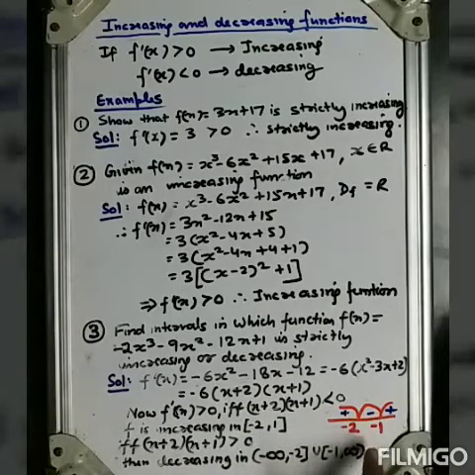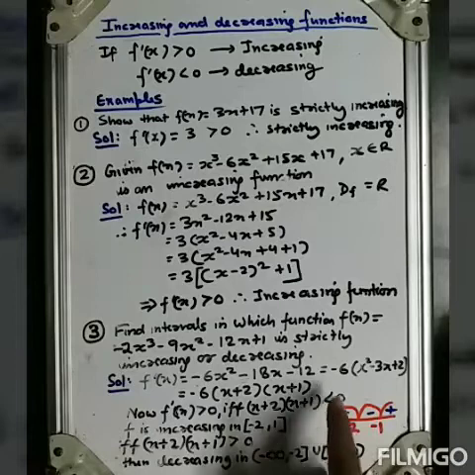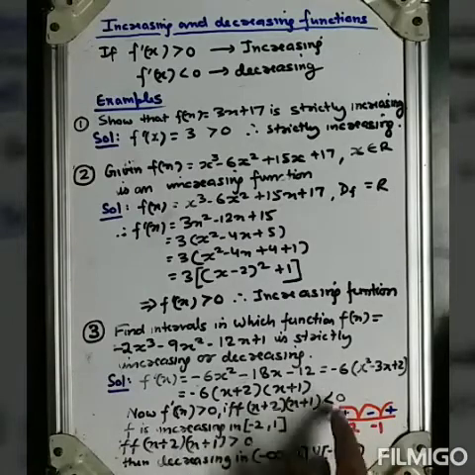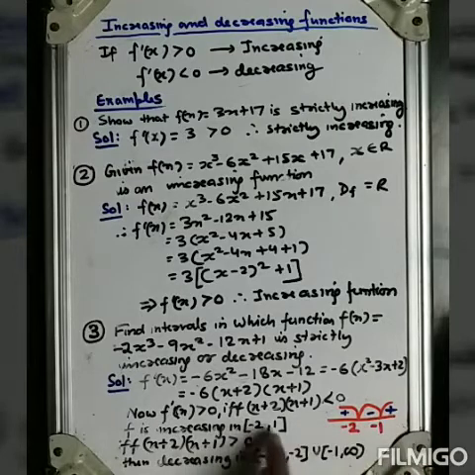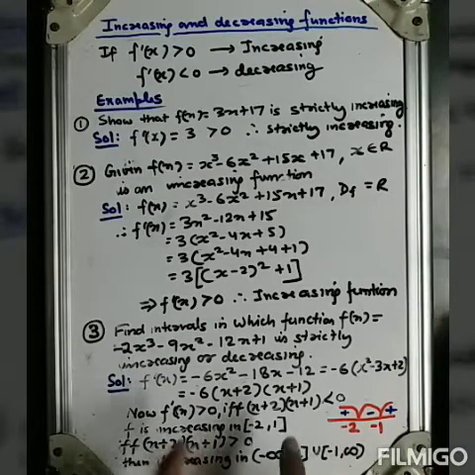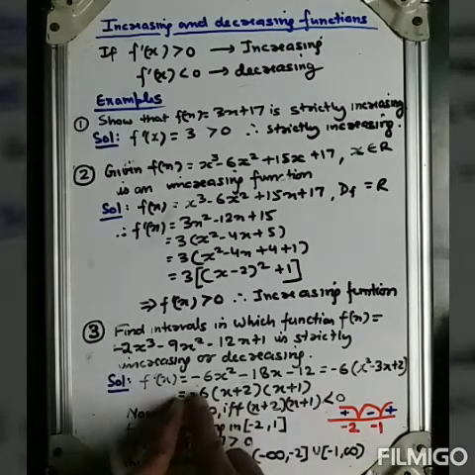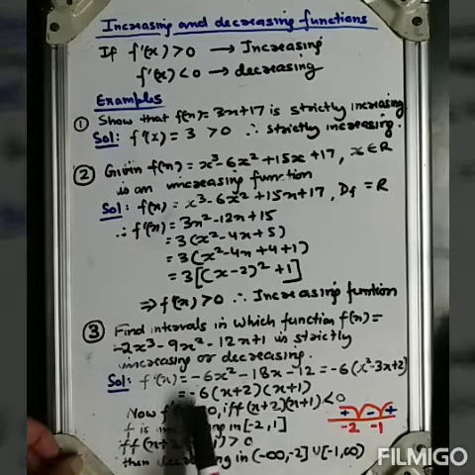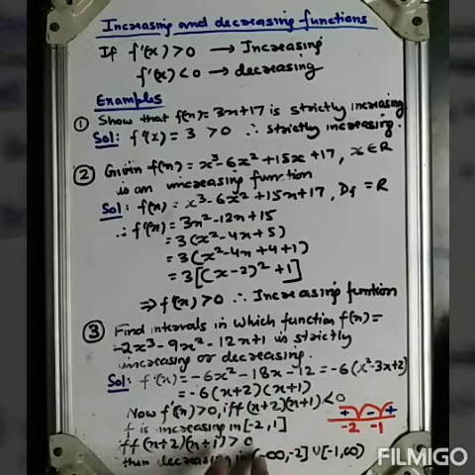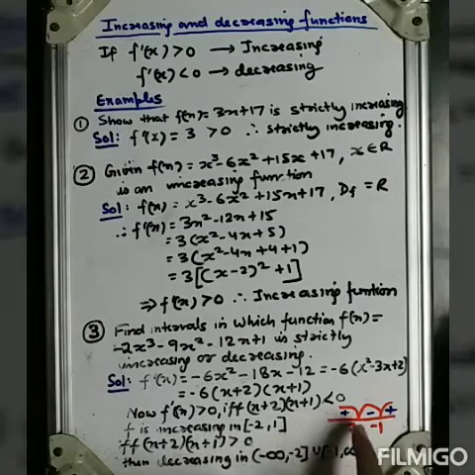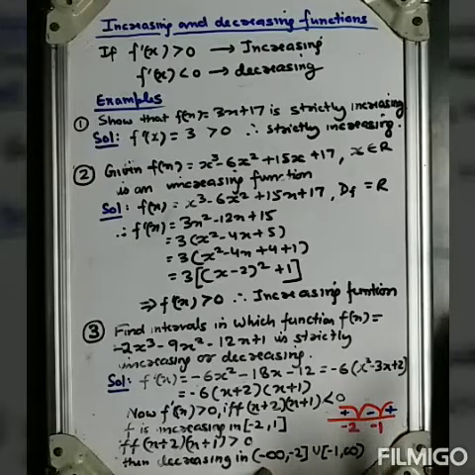So according to the method of interval, minus 2, minus 1, any expression less than 0 should be negative. So minus 2 to minus 1 is the negative part. So for increasing function, the value should be from minus 2 to minus 1. And for decreasing function, this part should be positive, so that negative and positive becomes negative. So this part should be greater than 0. Greater than 0 means we have to take the positive part, minus infinity to minus 2, and 1 to infinity.